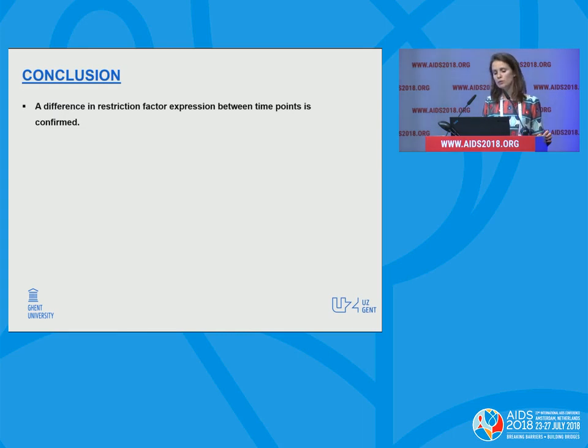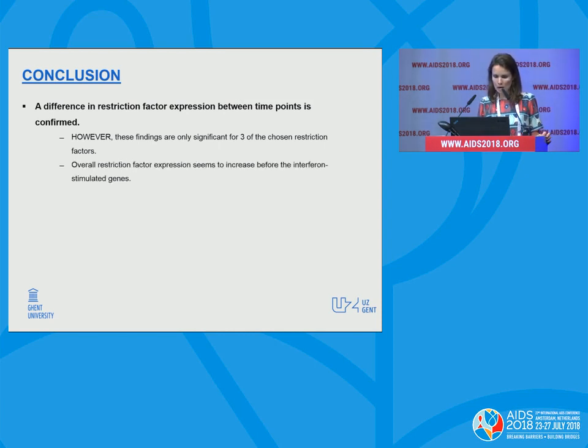So to conclude, we can say that there was a difference in restriction factor expression between time points that was confirmed after treatment interruption. However, these findings are only significant for 3 of the chosen restriction factors. In all the others, we see a similar trend, so we also see a trend towards a difference in expression, although this was not significant. And an interesting finding as well was that overall the restriction factor expression seemed to be increased before the increase in the interferon-stimulated genes. So we believe that maybe there are some other pathways that are involved there.